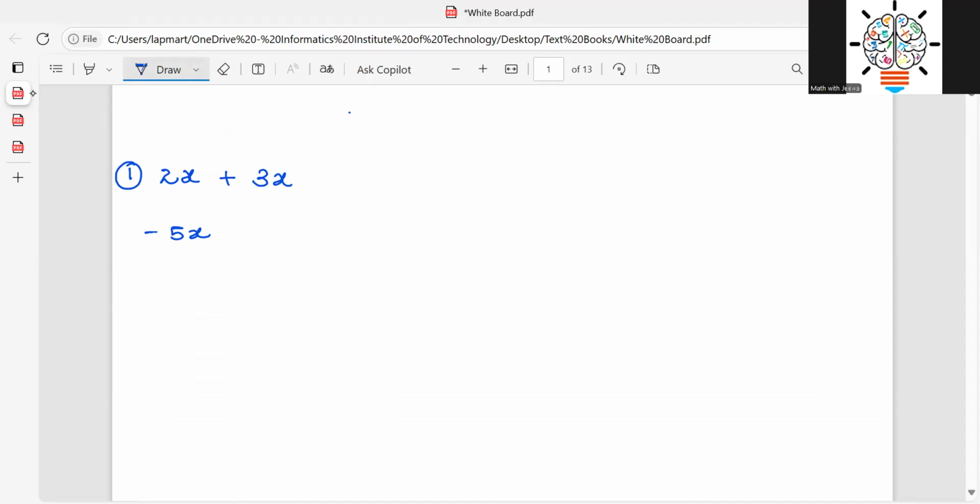We can just add these terms because they are like terms. Let's say you have something like this, 8y minus 3y. You can just get the answer 5y.